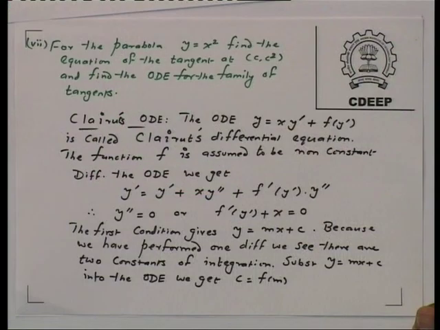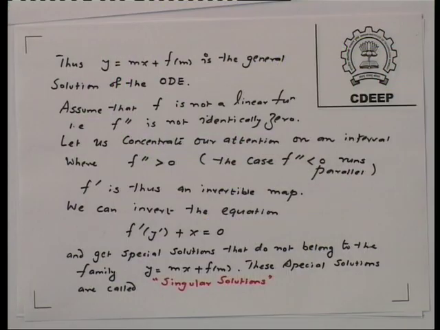But now there is something more, right? What is the other thing left out? The other case, f prime of y prime plus x, can be equal to 0. That has to be considered separately. Okay, let us do that. Thus, y equal to mx plus f of m is the general solution of the ODE.